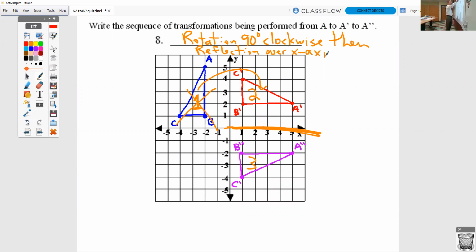You have to say what axis it's being over. If it goes up and down like this, it's over the x-axis. If it would go side to side, that would be the y-axis. The biggest mistake that people make on these is not being specific. If you just write on your quiz rotation then reflection, it's going to be marked wrong. You have to have the specifics in there.